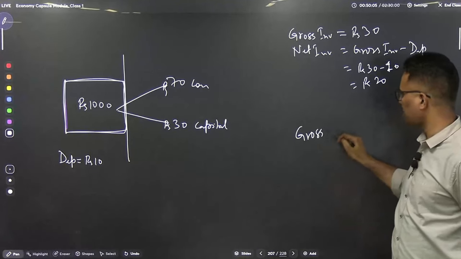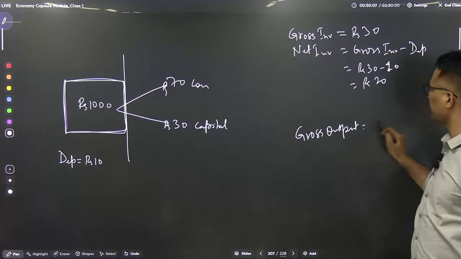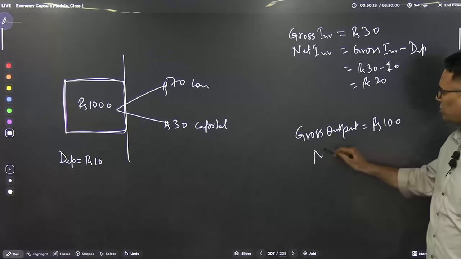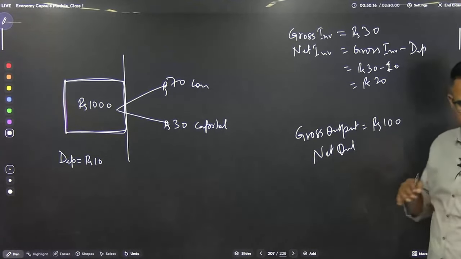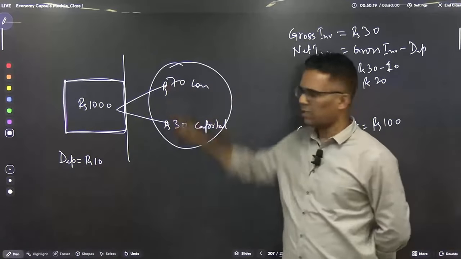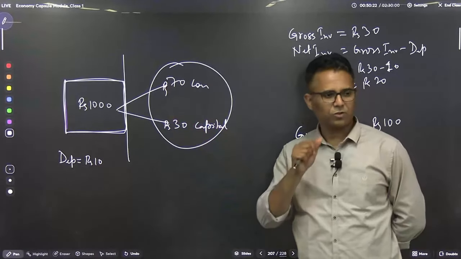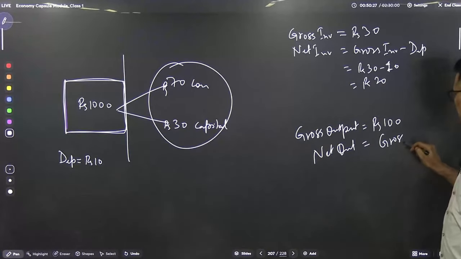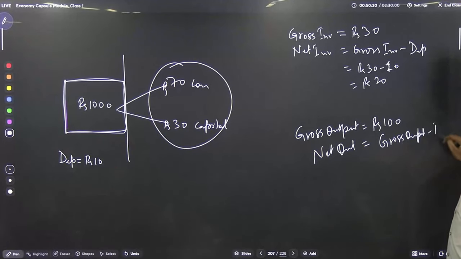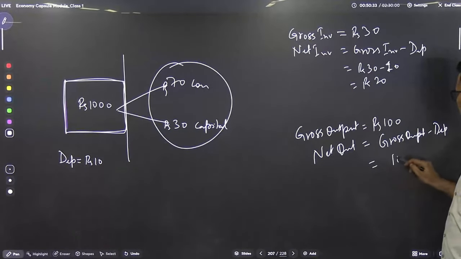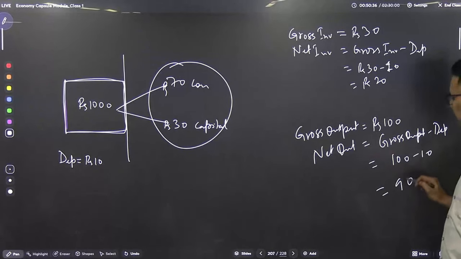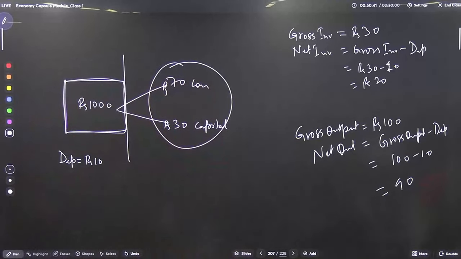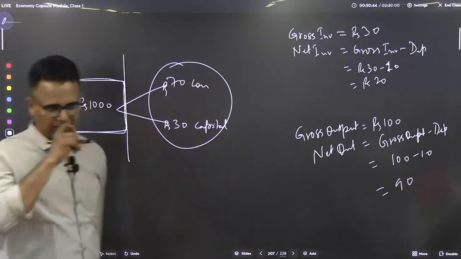Gross output, what is the gross output? Rupees 100. Net output. To produce 100 rupees of output, 10 rupees of output got destroyed. Net output is gross output minus depreciation. This becomes 100 minus 10 is equal to 90. Generally, we focus on gross. We don't calculate depreciation every time.